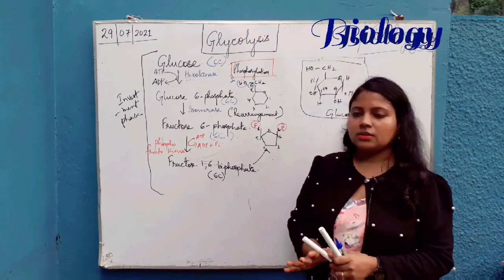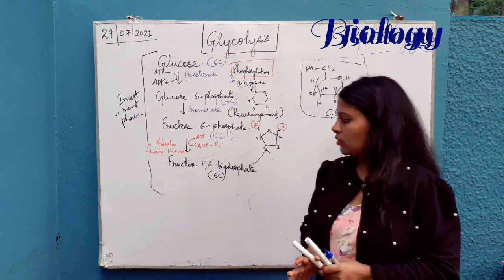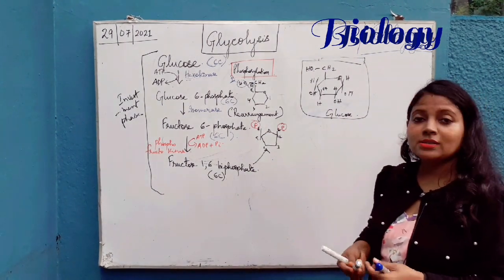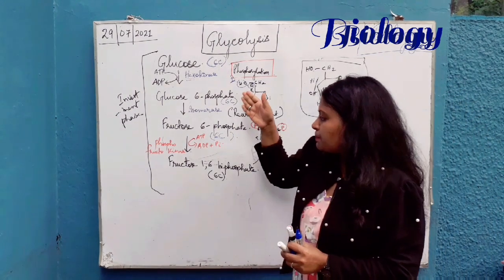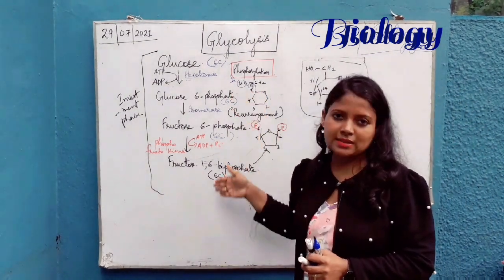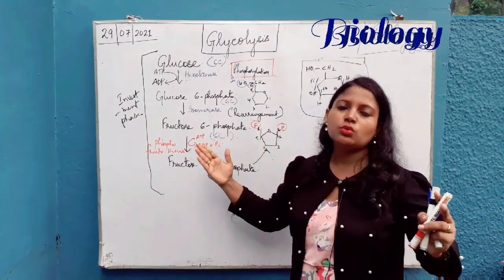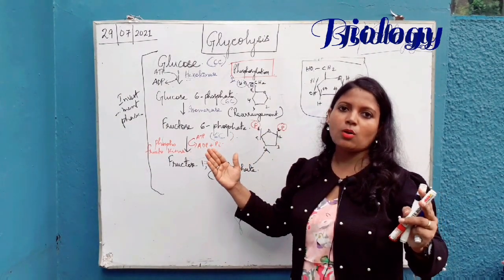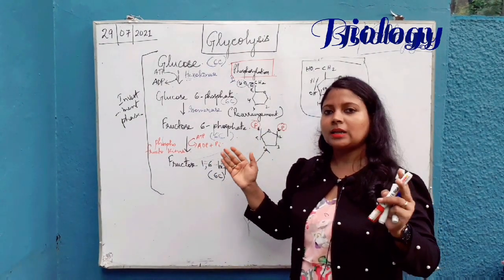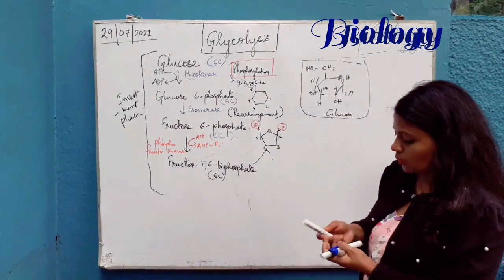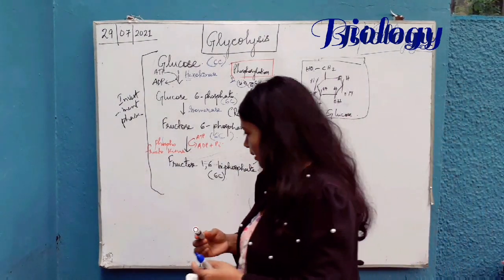So, up to here you must understand what is going on. Now, the next process is just splitting this fructose 1,6 bisphosphate into two chemical compounds having 3 carbon atoms each. So, now let us see what happens here.